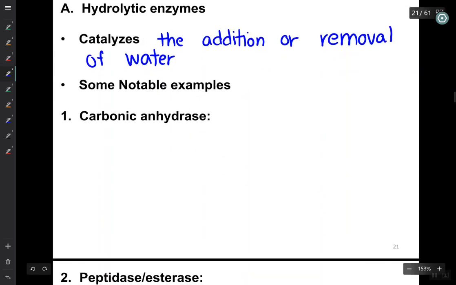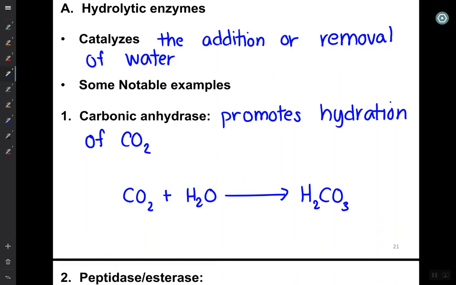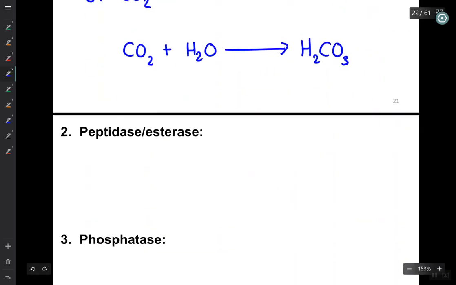So some notable examples include carbonic anhydrase, which promotes the hydration of CO2. And that reaction is pretty simple. It's CO2 plus water, and it makes carbonic acid, H2CO3. There are enzymes called peptidases and esterases, and as the name seems to suggest, they cleave ester bonds and amide bonds.